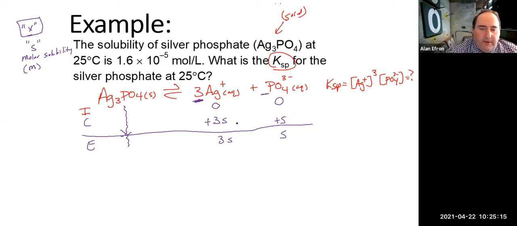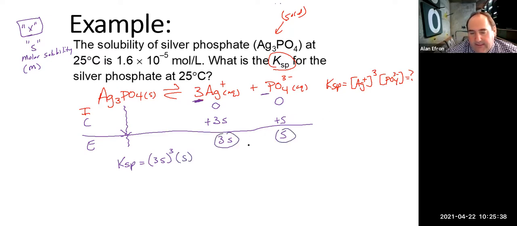Now, if this was a problem where they actually did give you the Ksp, you would do just like we normally would do at this point, which is we would take those values and put them into our Ksp expression, which would be 3s squared, cubed, because of the cube here, times s. So what we did is basically just take both of these and put them into the appropriate spots in that expression.